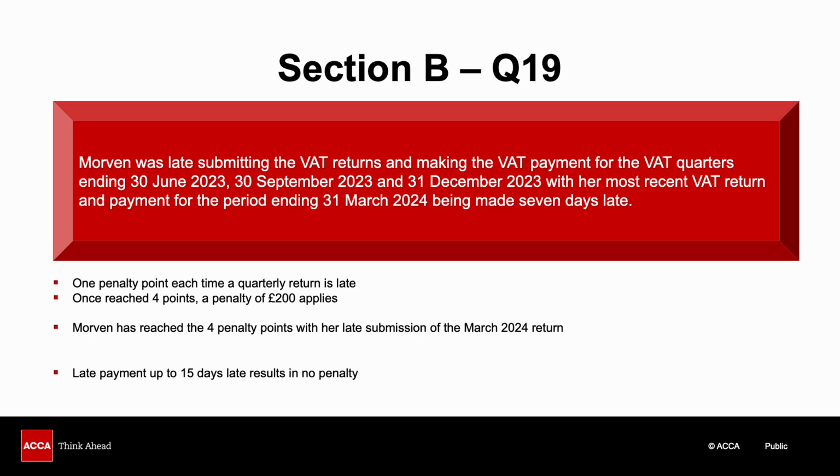Now Morven reaches the 4 penalty points with the late submission that she makes of her March 24 return. But there's also late payment to think about as well. She's late paying that 31st of March 24 return, 7 days late, up to 15 days late. There's actually no penalty charge.